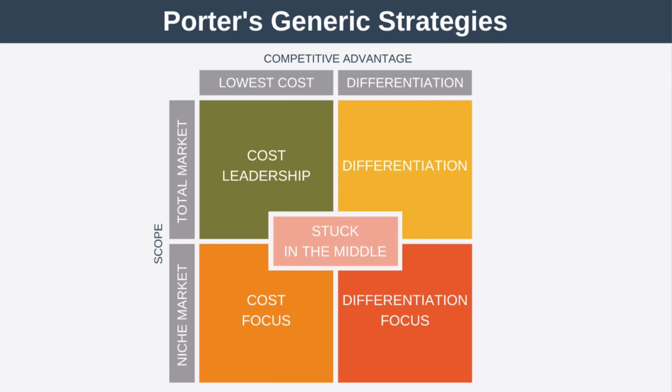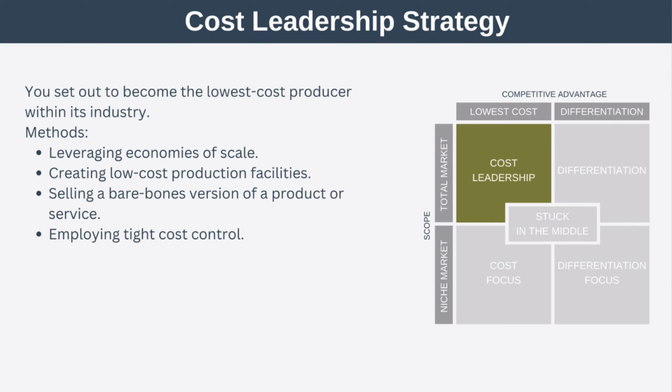So let's look at each part of the model in a bit more detail. So first we have the cost leadership strategy. Now, with this strategy, a firm sets out to become the lowest cost producer within its industry. Common ways firms go about becoming the lowest cost provider include leveraging economies of scale, creating low-cost production facilities, selling a bare bones version of a product or service, and employing tight cost control.